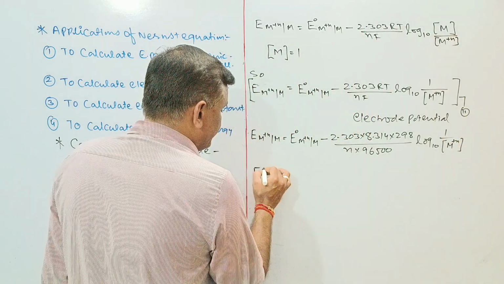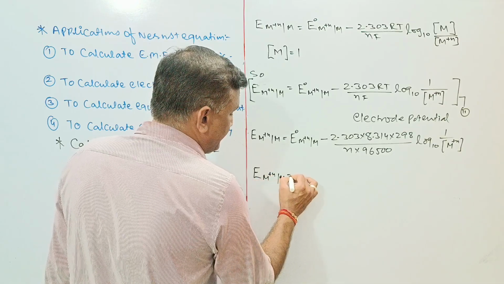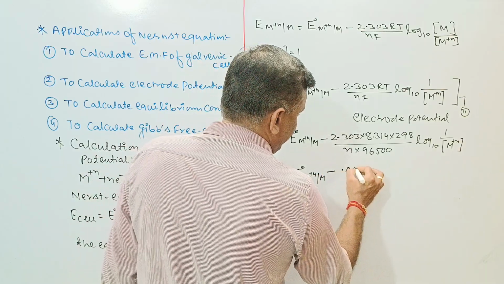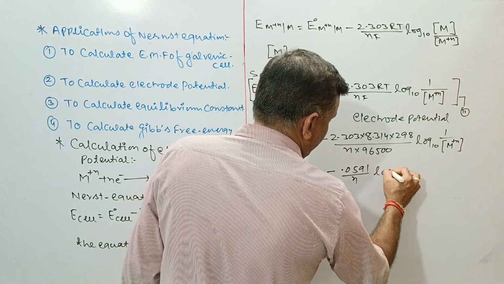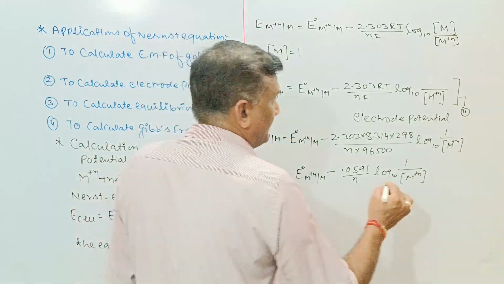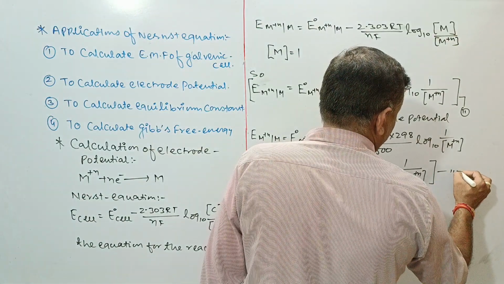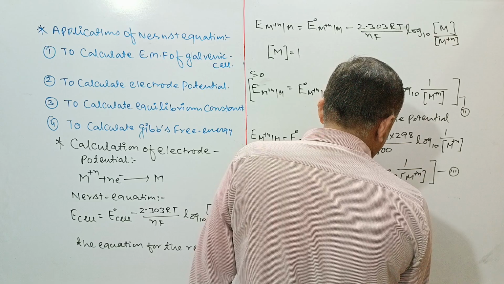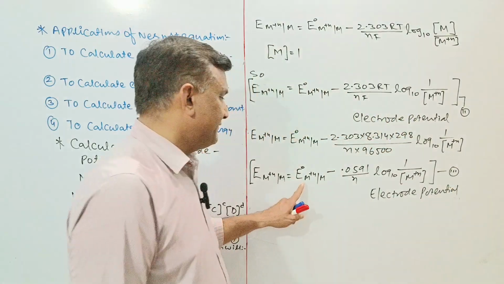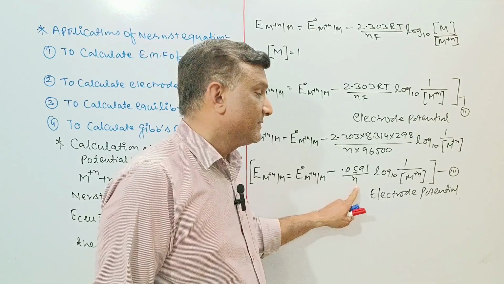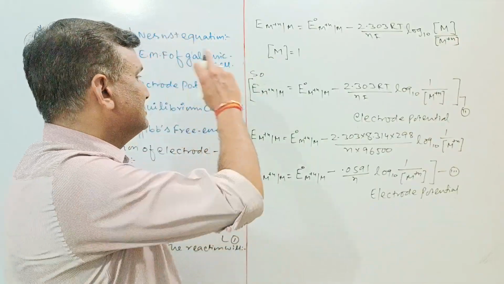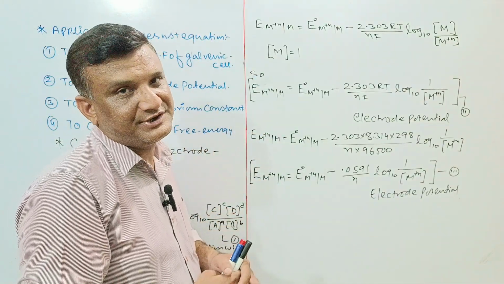If we solve the value, then it will be E of M^n+/M is equal to E naught of M^n+/M minus 0.0591 upon n, log base 10 of 1 upon [M^n+]. This is another form of the Nernst equation to calculate electrode potential, where in the question the value of E naught of M^n+/M will be given, and n also, and the concentration of the electrode also. So this was about the second application of the Nernst equation.